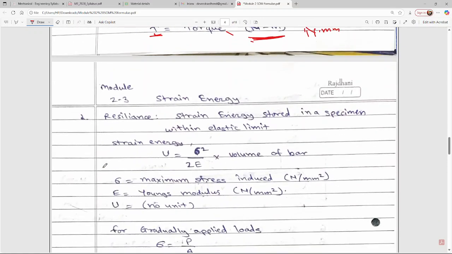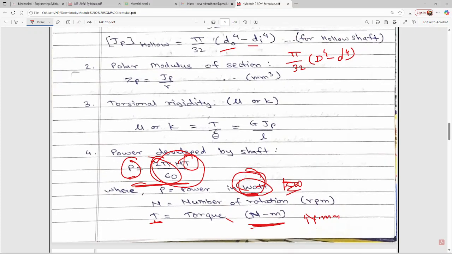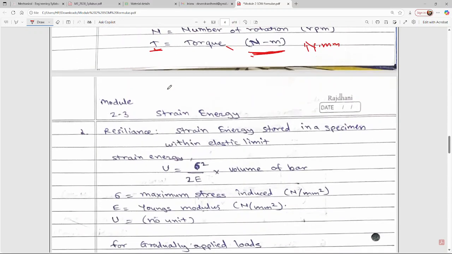Then torsional rigidity has a different formula. Only theta and Jp are exchanged with each other. T by Jp is equal to G theta upon L, our original formula. But for torsional rigidity, in an example where we find the torsional rigidity, you can simply find Jp by L, or T by theta. Then polar modulus of section is Jp by R. Okay, that's all.